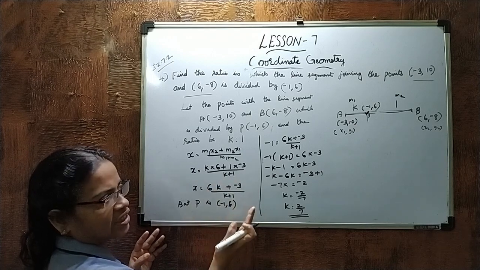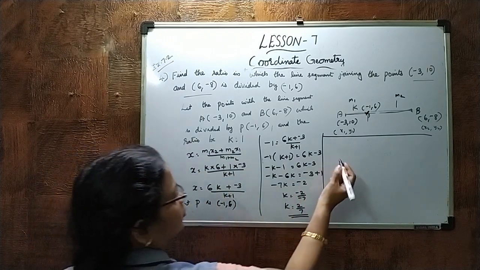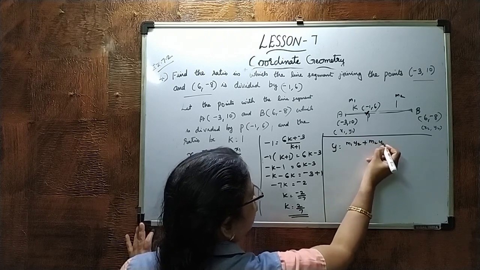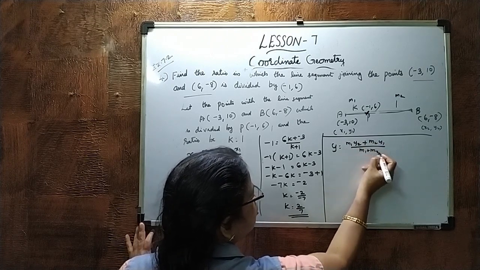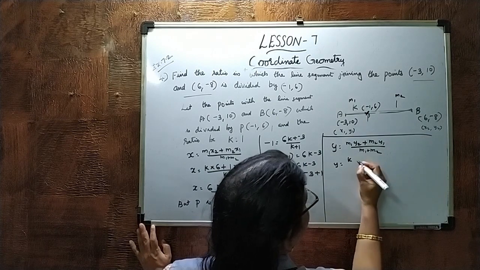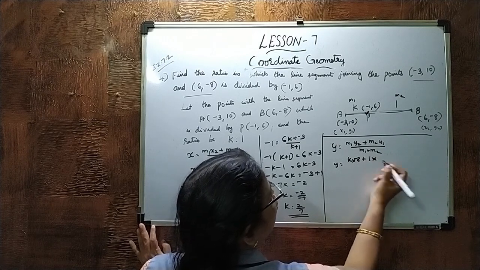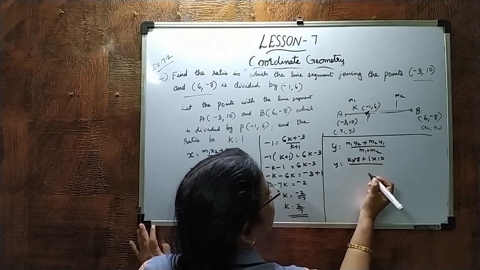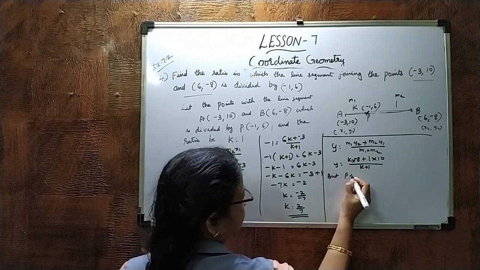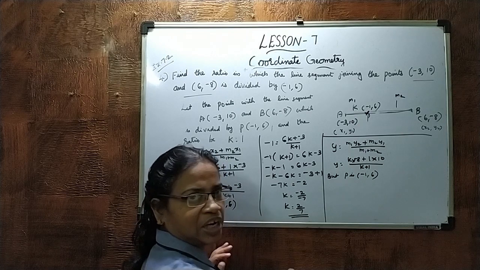Again, the Y coordinate is there. That also you have to compare. So now we will take the next one. Y equals (M1 Y2 plus M2 Y1) divided by (M1 plus M2). That means Y equals M1 is K into Y2 is negative 8, plus M2 is 1 into Y1 is 10, divided by M1 plus M2, K plus 1. And P is negative 1, 6. Take the Y coordinate because we are equating with them.